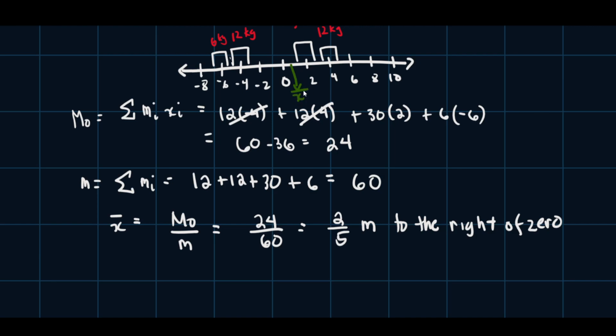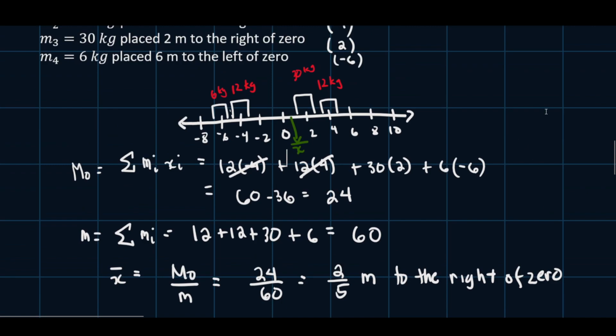Okay? Now, pwede natin rin kasi isipin na dito sa configuration na 'to, yung total heavier objects ay nasa kanan ng zero compared dito sa nasa kaliwa. So, we can expect na yung center of mass should be nearer this side having heavier mass.